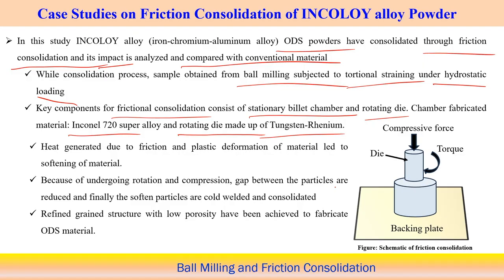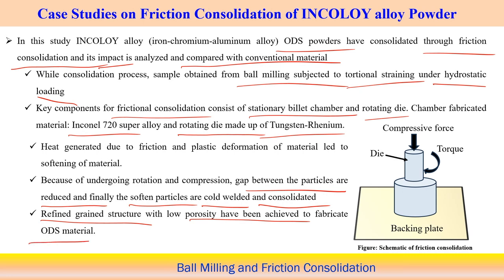Now because of the rotation and the compression both being there, the gap between the particles is reduced. So we can see two different types of loading, compressive load as well as rotational load or torque. Because of the application of the torque, the gap between the particles is reduced, and finally these soft particles, because of the generated heat, are cold welded, and after cold welding they are consolidated.